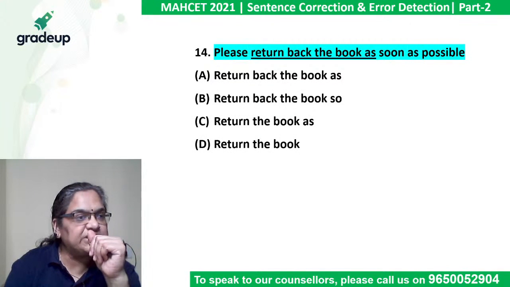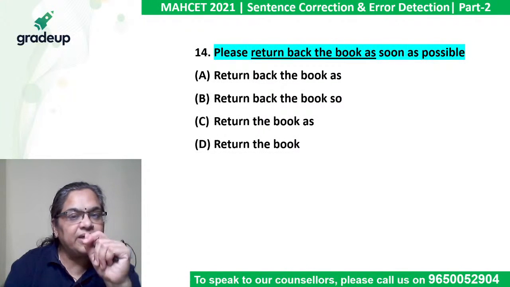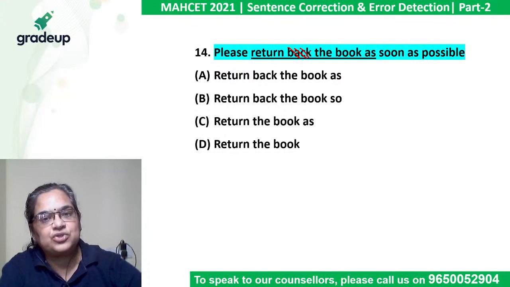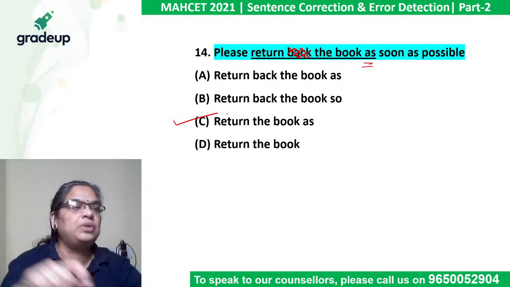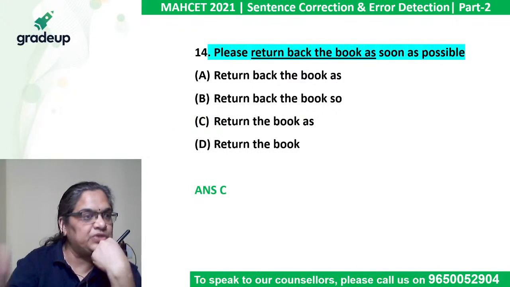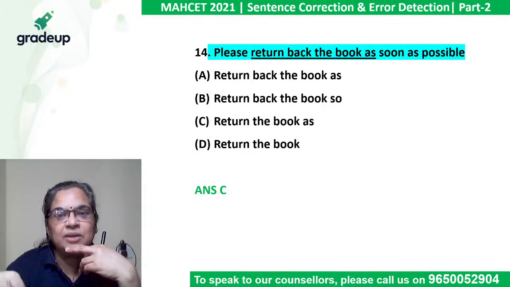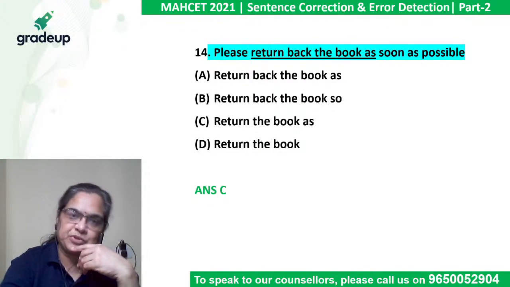Lots of answers for C, some D's. What do you think is the right answer? Return back is obviously wrong because it's redundant. Return is to give back. So this is wrong. Now, the problem with this is "as" has also been underlined. So return the book as soon as possible. Answer is C. Those of you who marked D, carelessness on your part. So "return the book soon as possible" is wrong. The "as" has been underlined, so even that has to be mentioned. So as soon as possible. All right.